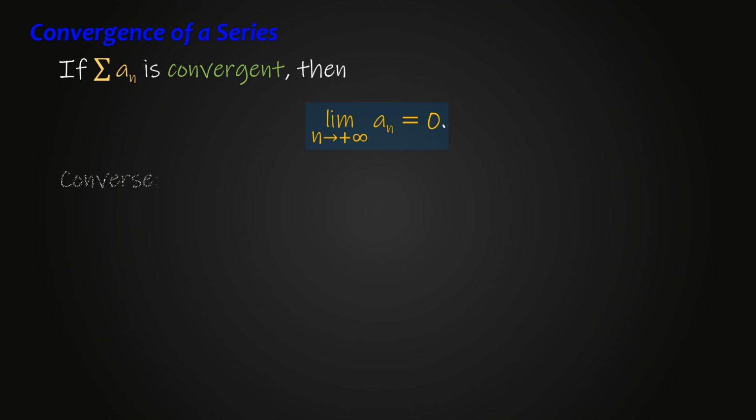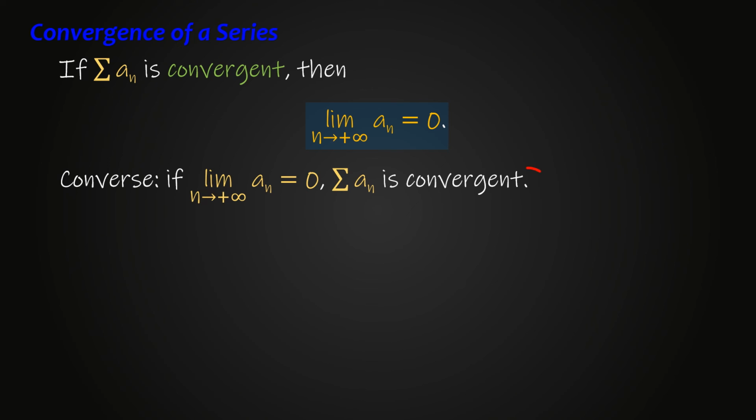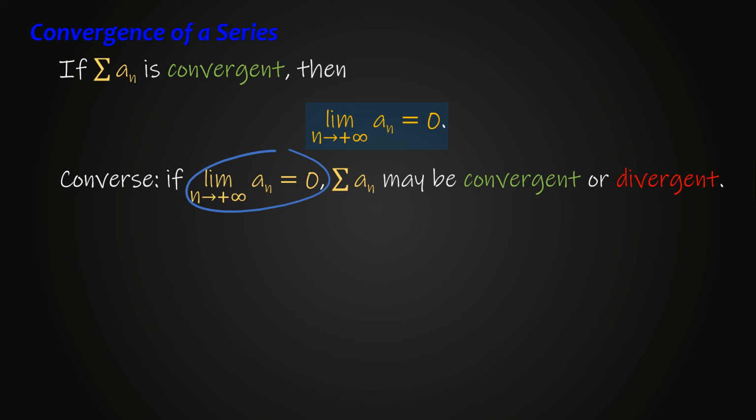However, the converse of the statement above is not always true. That is, if the limit of the terms is 0, it does not necessarily mean that the series is convergent. Meanwhile, a series can be either convergent or divergent if the limit of the terms is equal to 0. That would mean that another test must be performed in order to figure out the convergence of the series. These convergence tests are discussed in the next videos.